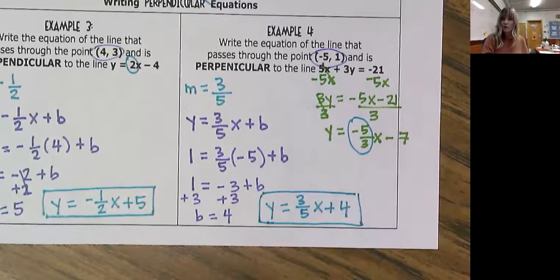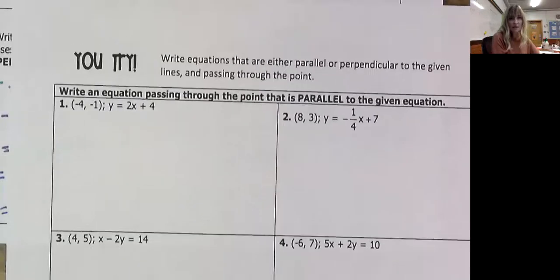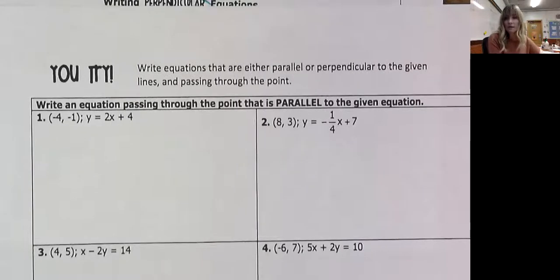Okay, now you are going to try some. Flip this paper over, or if you printed it and it's a separate paper, that's okay. There's a page 2. So we went through 2 examples of parallel lines, 2 examples of perpendicular lines, and now this page says, you try. Write equations that are either parallel or perpendicular to the given lines and passing through the point.